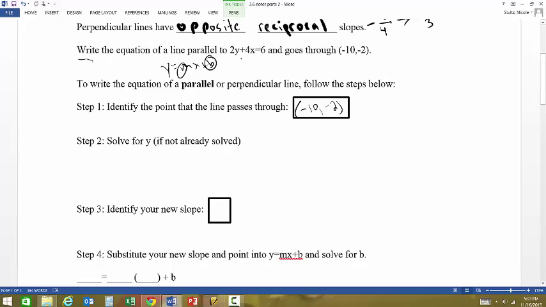Now with my old line, notice y is not by itself, and I need it to be by itself before I can make any decisions about the slope. So we need to go ahead and solve for y.